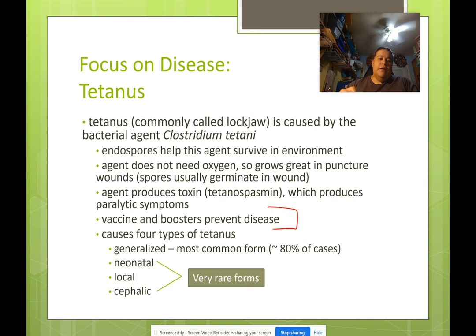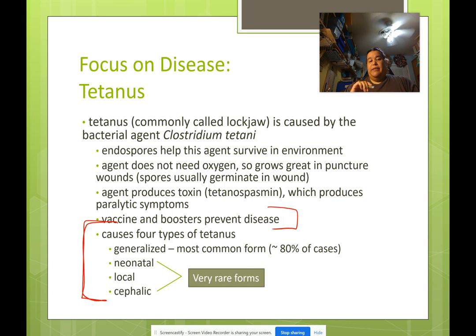So, it causes four types of tetanus, four types that are known. Generalized is the most common. It's the picture from Google. 80% of the cases are this. Now, until more recently, most people would go and get their tetanus vaccine. Nowadays, they see people coming in with tetanus because they didn't get vaccinated against it. And again, it's one of those things where you can kind of watch.